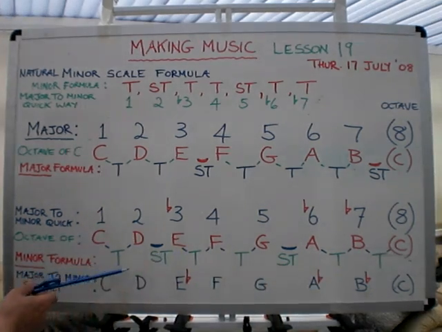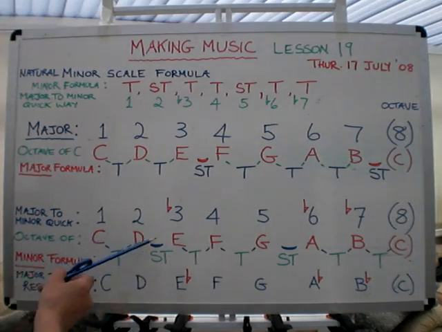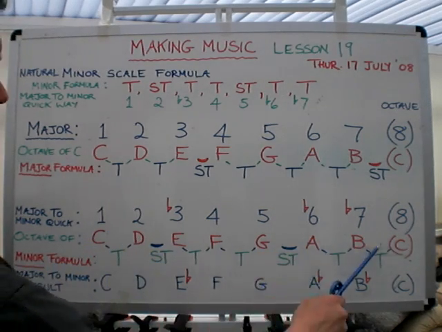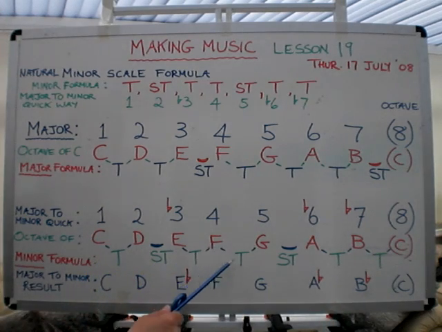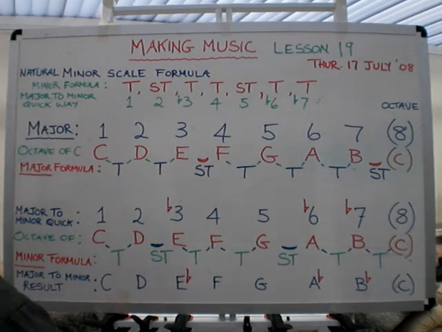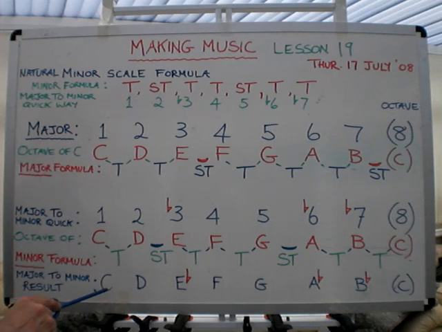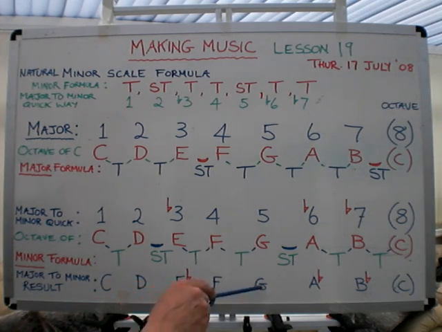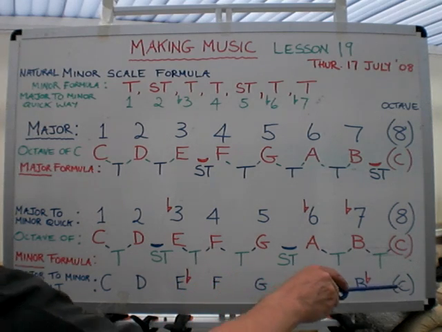So look, this is the result of this formula. Normal C to C, no sharps, no flats. We apply that pattern, tone, semitone, tone, tone, semitone, tone, tone, structure, formula, pattern, whatever you want to call it. We end up with a C, D, E flat, F, G, A flat, B flat, C.